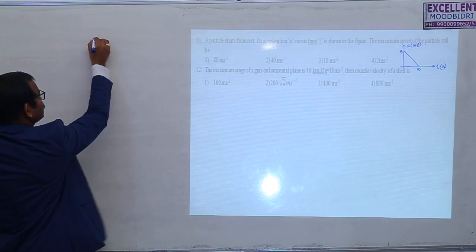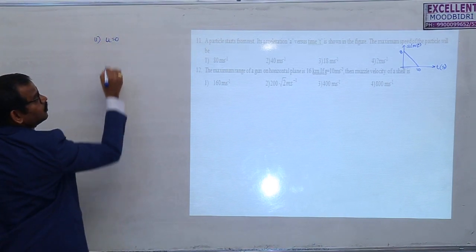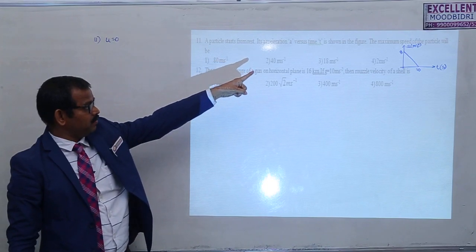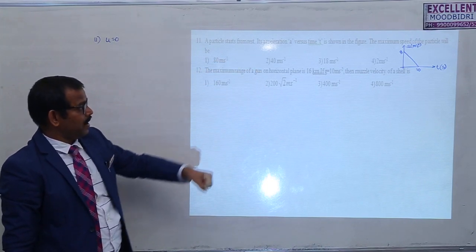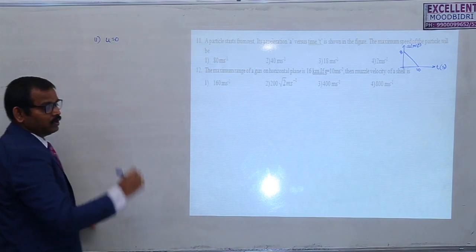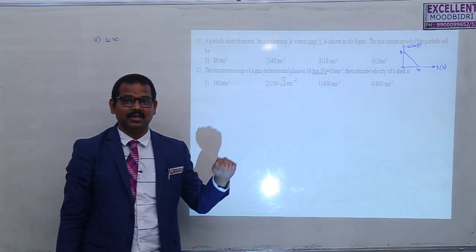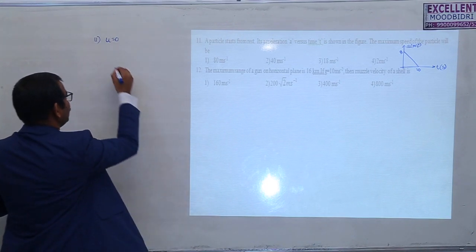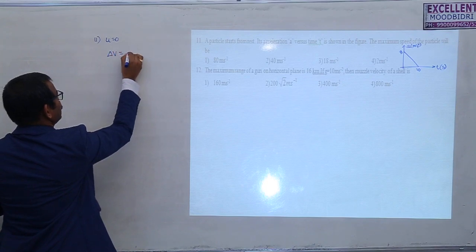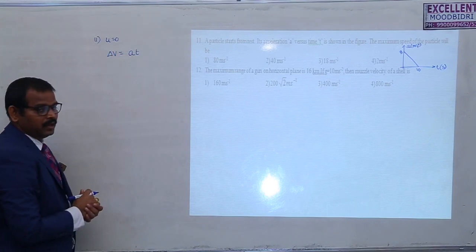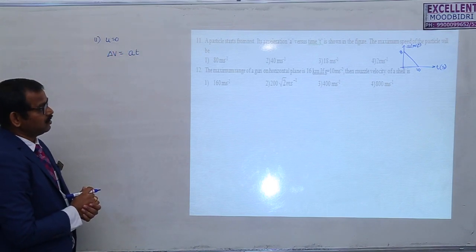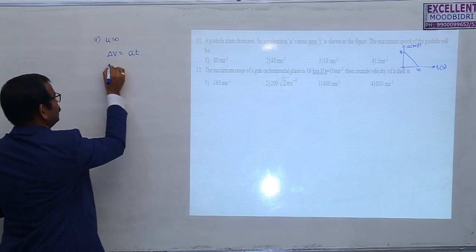Seventh problem. A particle starts from rest. Its acceleration versus time is given in this diagram. The maximum speed of the particle will be dash. We know that area under the a-t graph will give the change in velocity. So delta v is equal to the area under the acceleration-time graph.